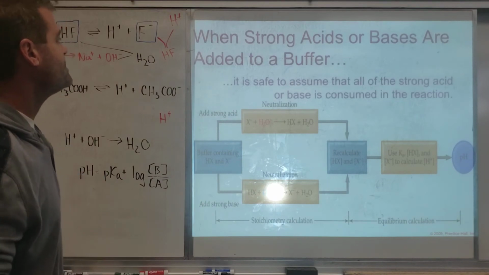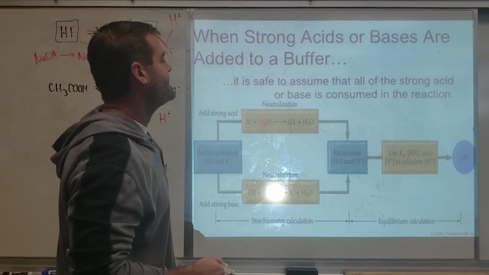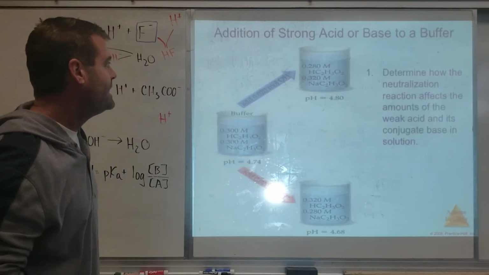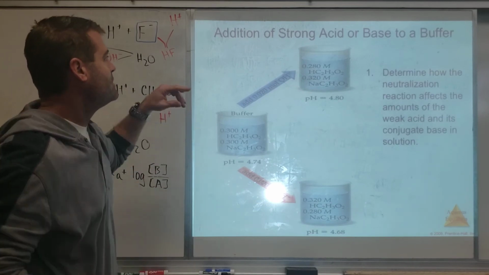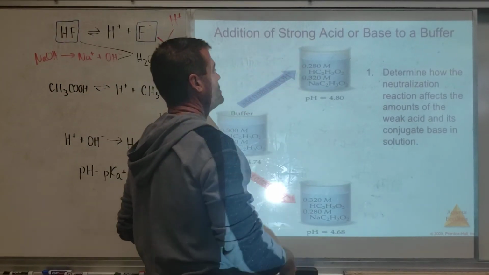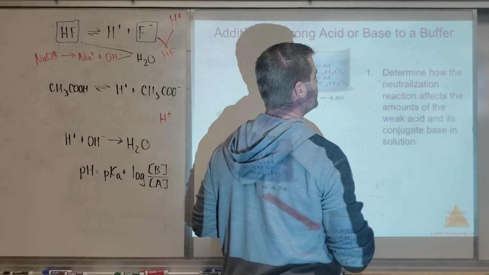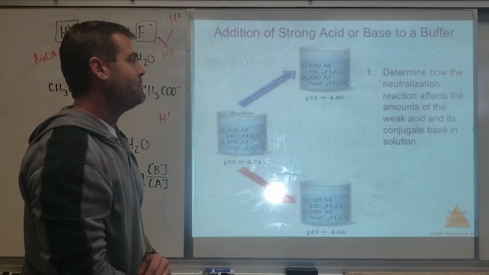When strong acids or bases are added to a buffer, it's safe to assume that all the strong acid or base is consumed in the reaction. Okay, so now this is where we're going to, so here's the thing. You have a buffer, you add a strong acid or base, determine how the neutralization reaction affects the amounts of the weak acid and its conjugate base in solution.